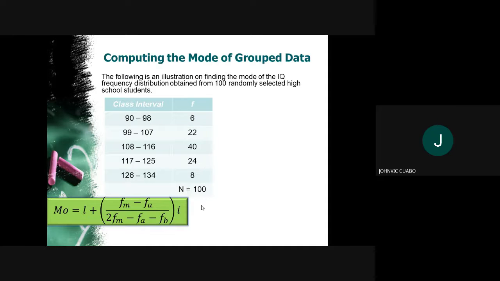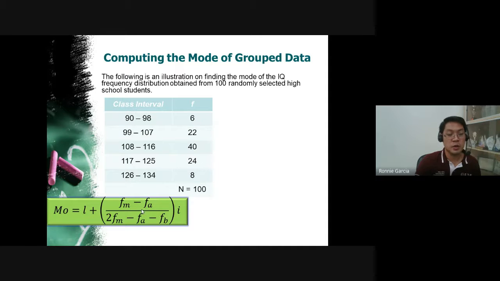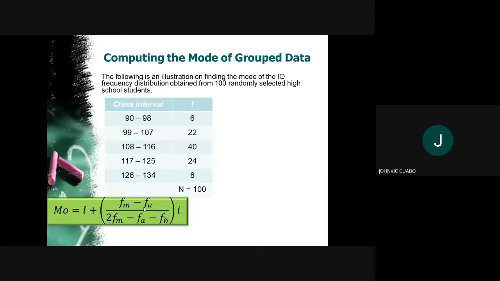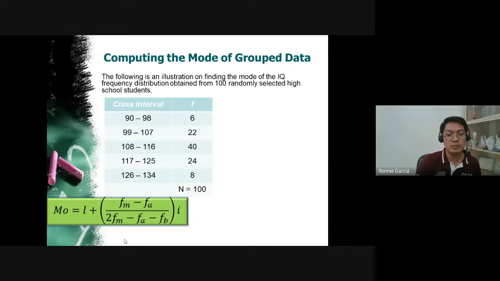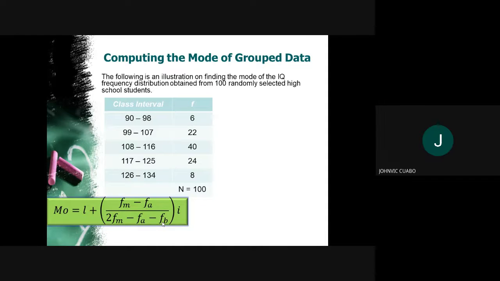40. Correct. That's correct, Mr. Quabo. What is our F sub A? The frequency of the class above. 22, sir. Correct. 22. Very good. And what is our B, FB? The lower. 24, sir.